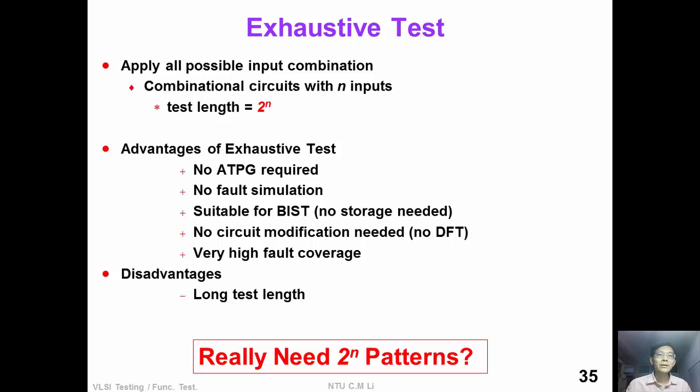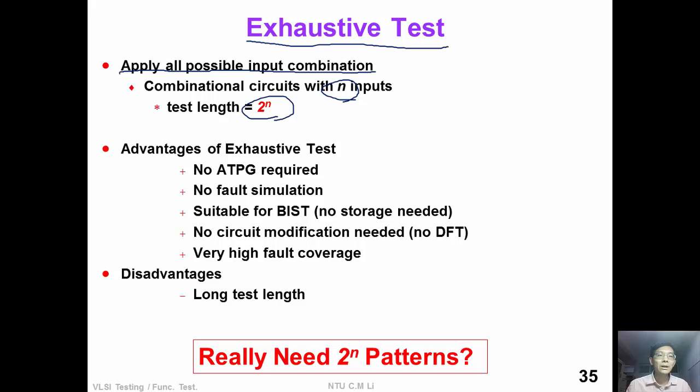We all know that exhaustive test is a very effective test method. In exhaustive testing, we apply all possible input combinations to the circuit. For a combinational circuit with n inputs, the test length is 2 to the power of n.